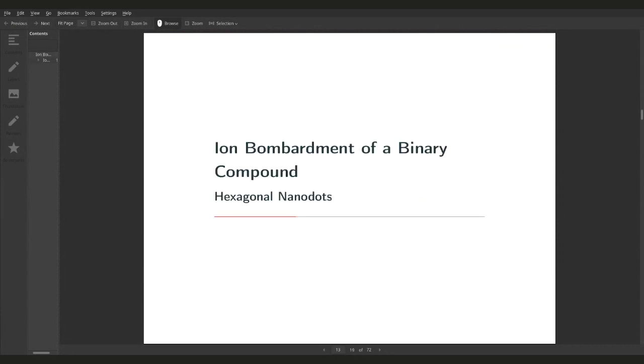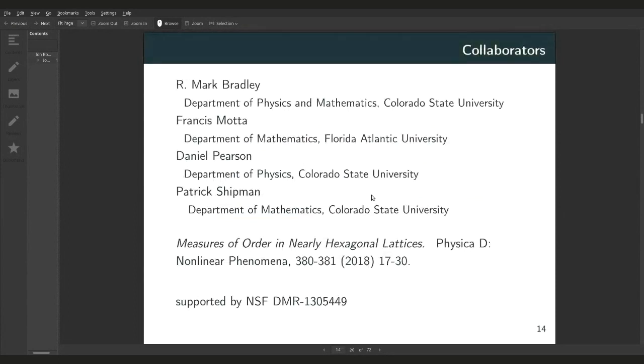Okay, the next example is ion bombardment of a binary compound. The pattern that forms here is this near hexagonal array of nanodots. Before I get rolling too far on this one, this work is joint with Mark Bradley, Francis Mata, Daniel Pearson, and Patrick Shipman. It's published in this paper here and supported by the NSF. So I want to make sure I get that out there early.